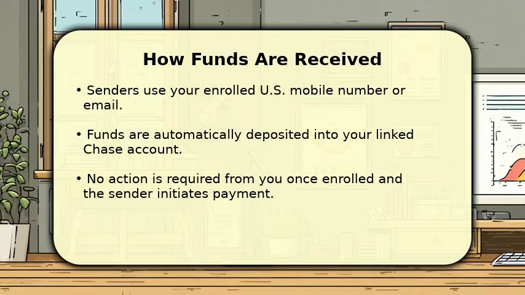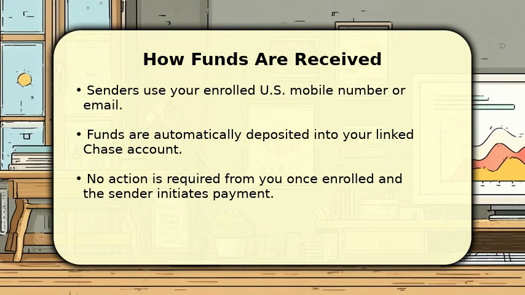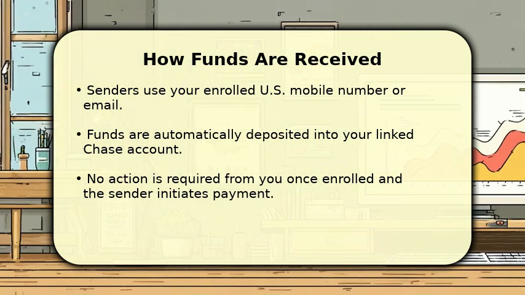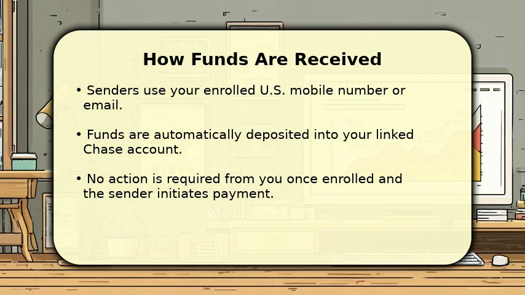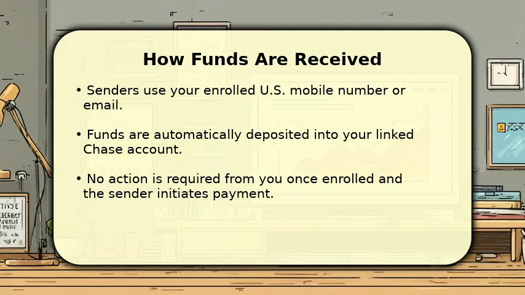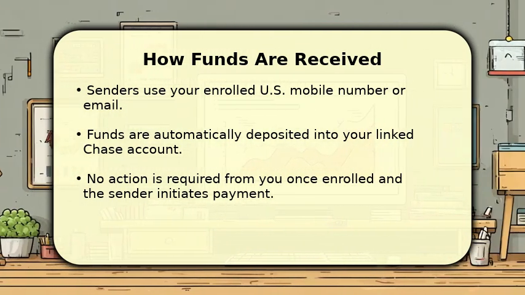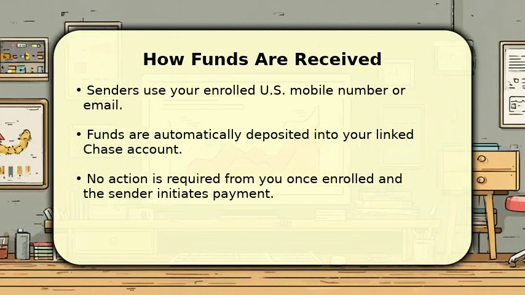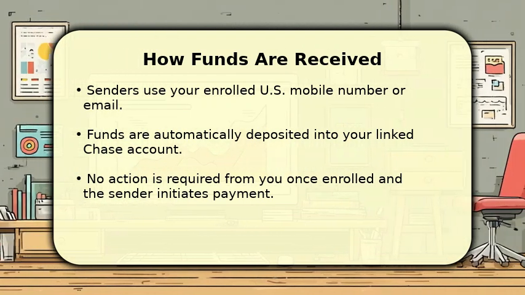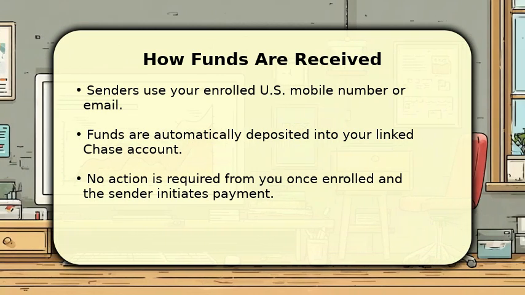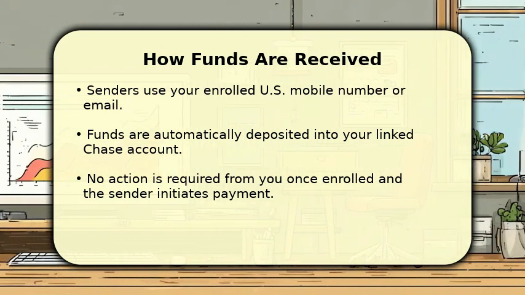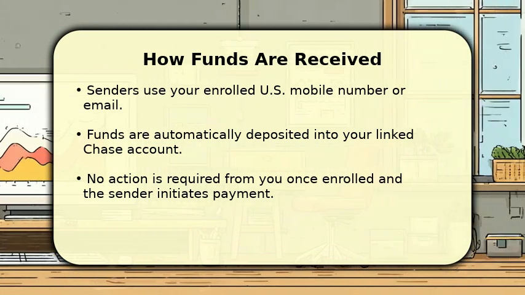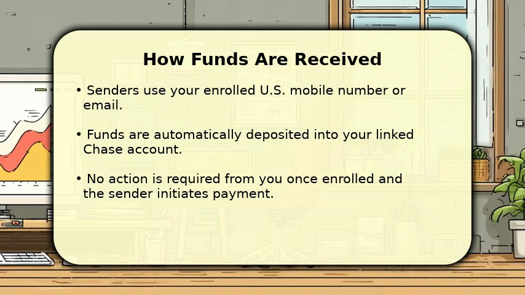Once you are fully enrolled, receiving funds through Zelle is incredibly simple. The sender will use your enrolled U.S. mobile number or email address to initiate the payment. The money is then automatically deposited directly into your linked Chase checking or savings account. You don't need to take any further action once the sender has initiated the payment, making it a seamless and efficient way to get paid.